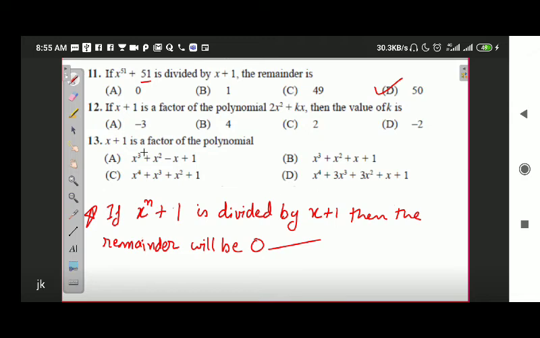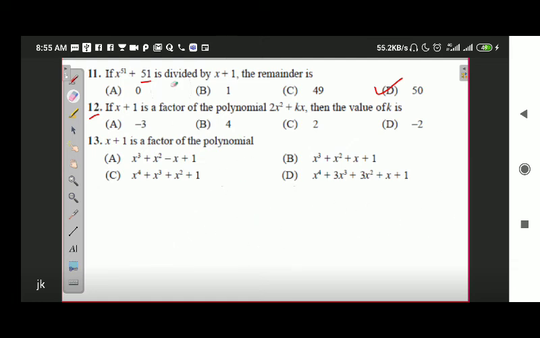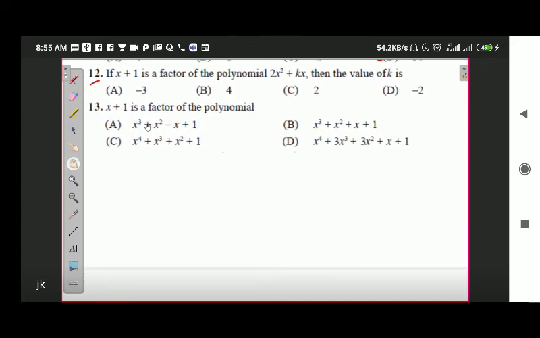Next, second is, if x plus 1 is a factor of the polynomial, we are already given that x plus 1 is a factor of 2x square plus kx, then find the value of k. We have to determine the value of k when x plus 1 is a factor of 2x square plus kx. For this question, we are going to use factor theorem. We can also use long division. Let me show how it is done by long division. You can all apply factor theorem quite easily.